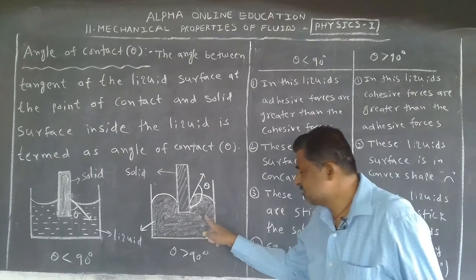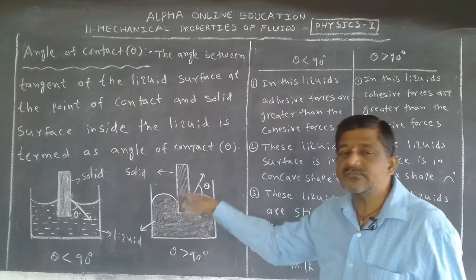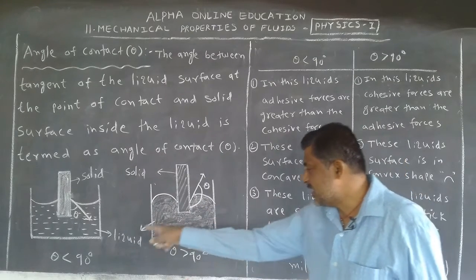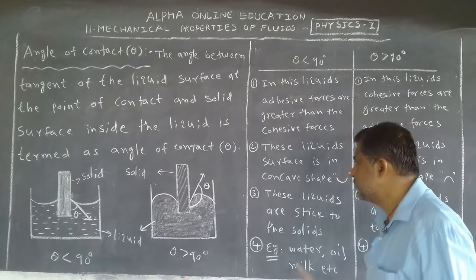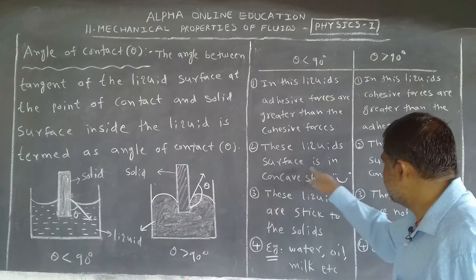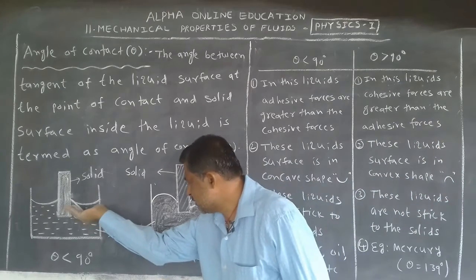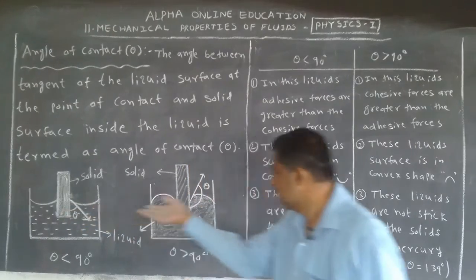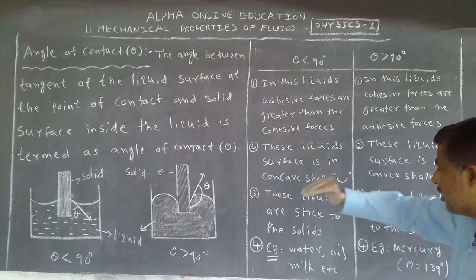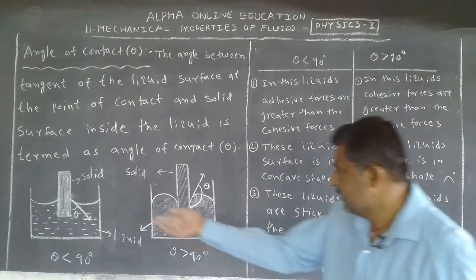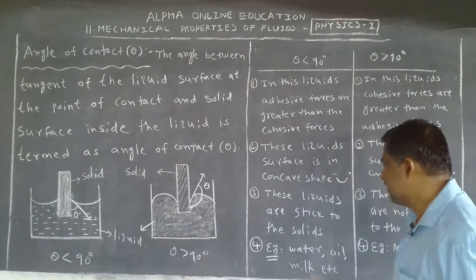In this one, which forces are more? Cohesive forces are more than the adhesive forces. That's why here the angle becomes less than 90, and here your angle becomes greater than 90. Next one. In this, the liquid surface is in concave shape. This shape is called concave shape. But what about this? This liquid surface is in convex shape.